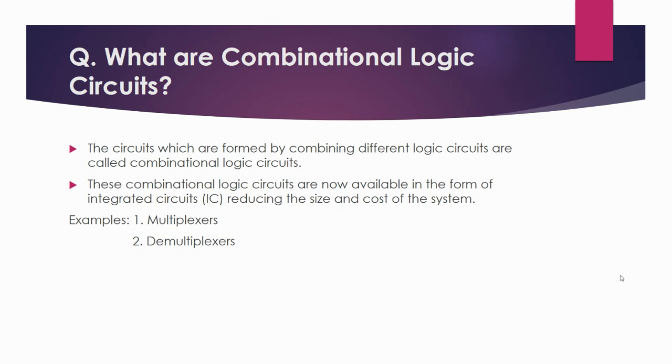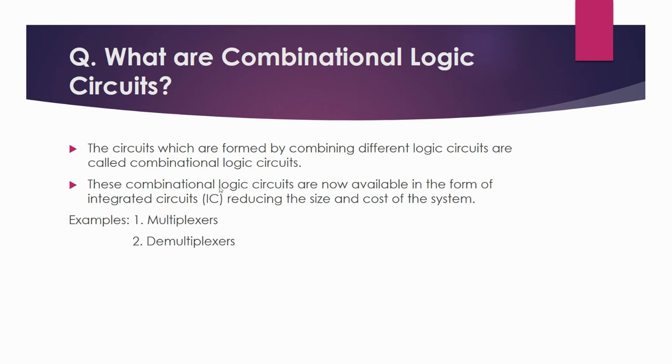In simple terms, we can say it in this way. These combinational logic circuits are available in the form of ICs. IC is known as an integrated circuit. These ICs are nowadays getting reduced in size, and because of that, the cost of the system is getting reduced. The examples of combinational logic circuits are multiplexers and demultiplexers. These are the basic examples.